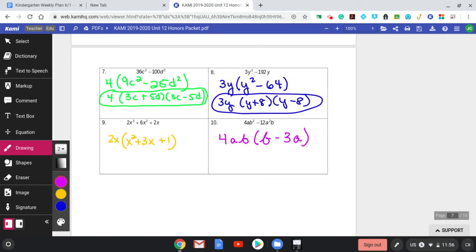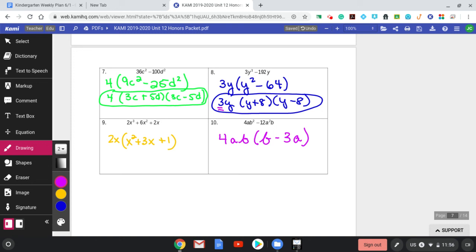All right, guys, so hopefully we came up with matching answers here. For number 8, you had to take a 3y out first as your GCF. And then inside your parenthesis, you would have had y squared minus 64, which would be difference of two perfect squares. Just make sure you keep bringing down that GCF all the way down.